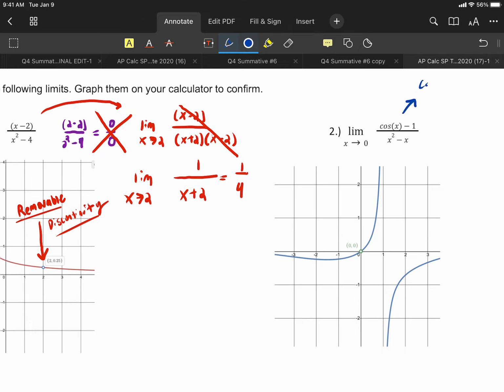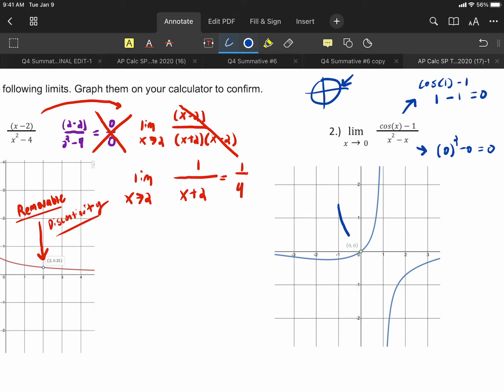Well, this right here, cosine of 1 minus 1. The cosine of 1, quick unit circle, cosine of 1 is right here. So that's 1 minus 1, that's 0. If we plug in 0 here, 0 squared minus 0 is obviously 0. So we have this sort of 0 over 0 deal again.